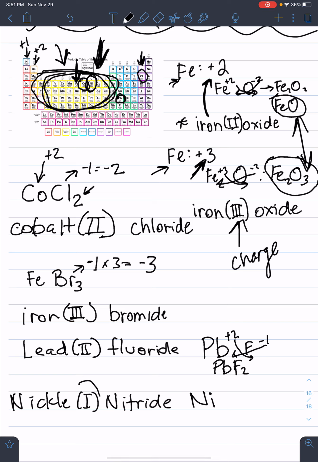And we know that this tells us the charge, so it's going to be Ni +1. And then the nitride is found over in this column. And we know, hopefully on the top of your periodic table, you've written that that's a -3. So this N is going to have a -3, and then we cross them and drop them. And so it'll be Ni3N.